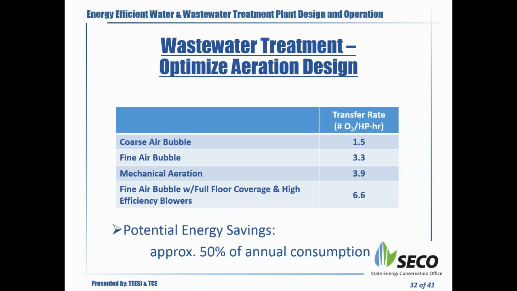And the fine bubble with a full coverage area using these high efficiency VFD blowers can be as high as 6.6 pounds O2 per horsepower hour. So simply by changing from a coarse bubble to a fine bubble, you can use the same blowers and typically save about 50% of your annual electrical consumption for your plant in that aeration area.